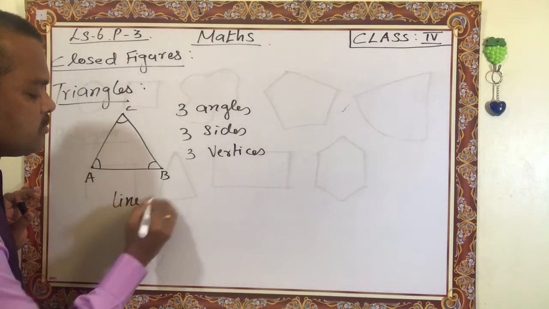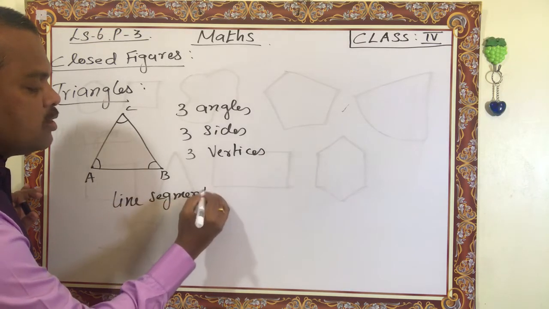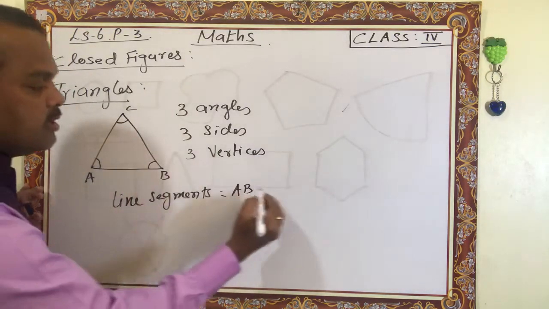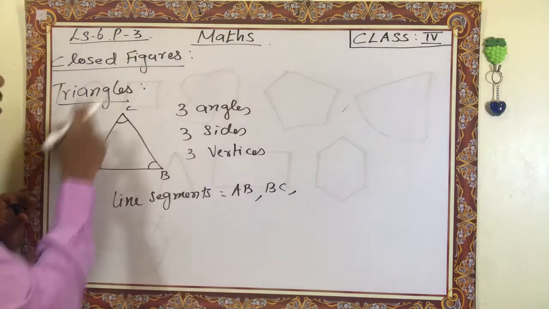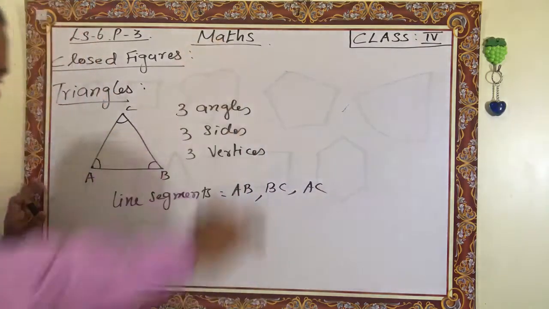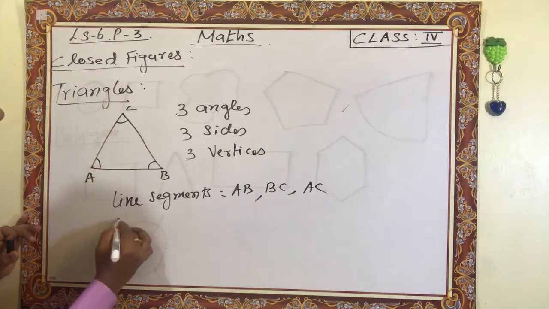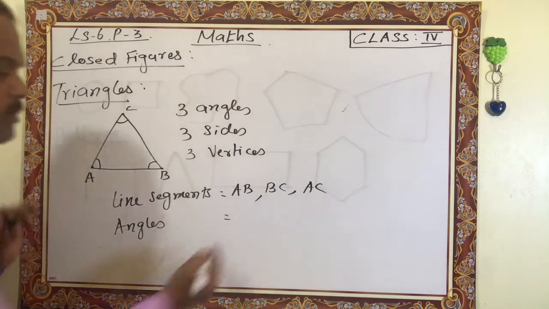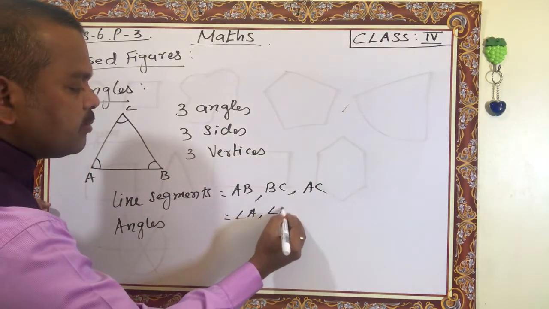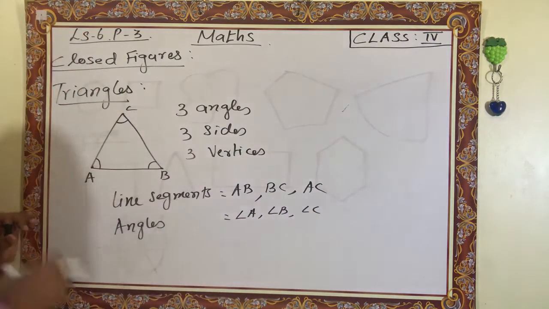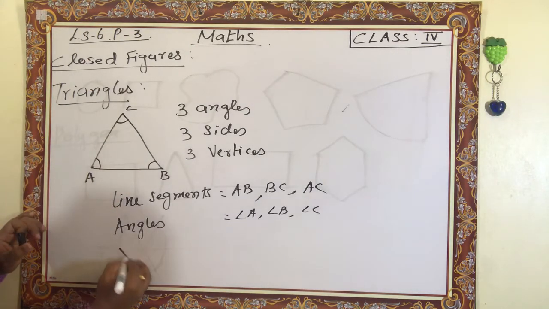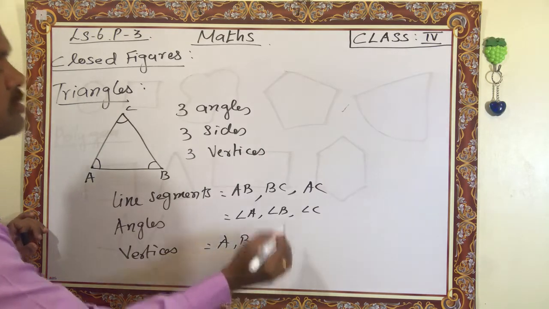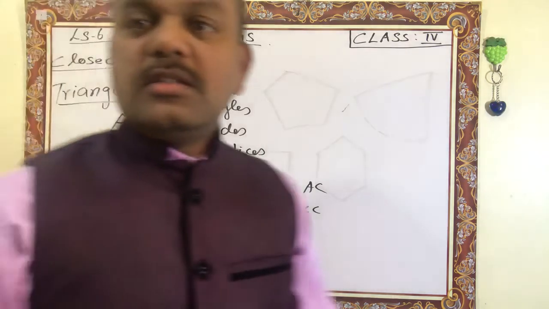What are the line segments here? AB, BC, CA or AC. Next, angles. What are the angles presented here? Angle A, angle B, angle C. Here we can measure the angle. Next, vertices: A, B, C. Okay, this is about the triangle.